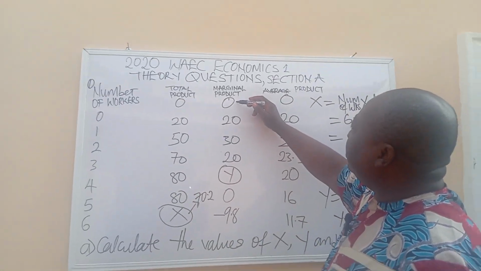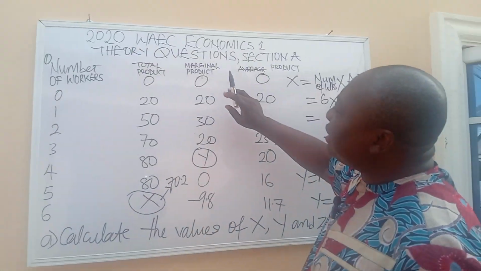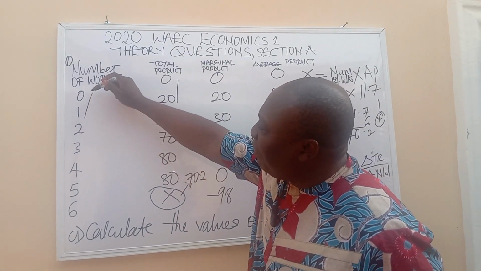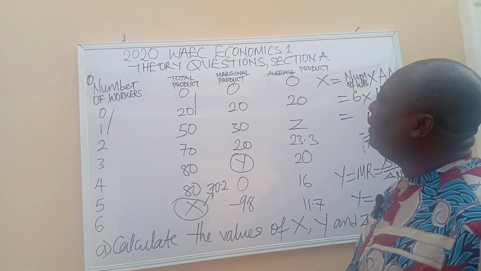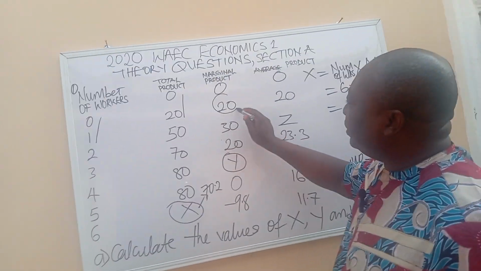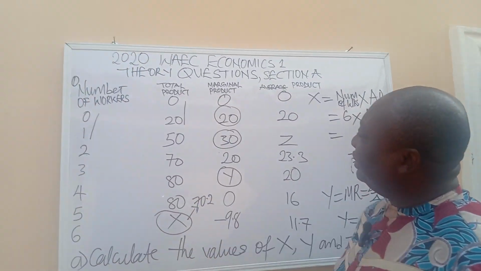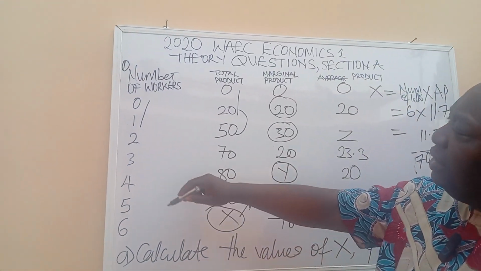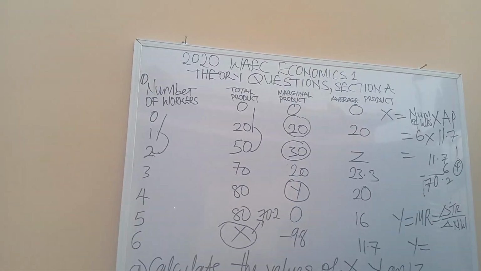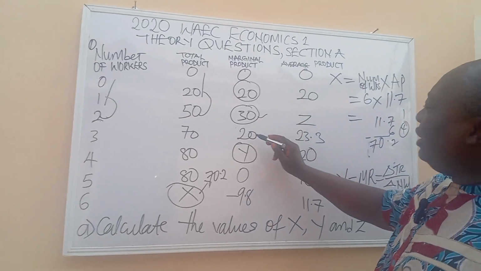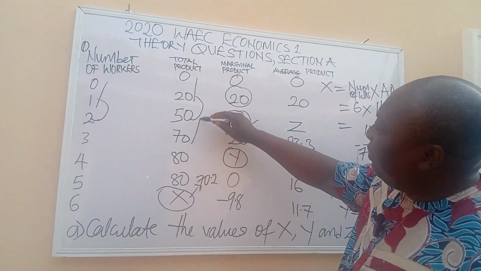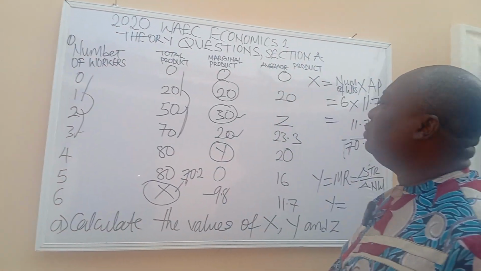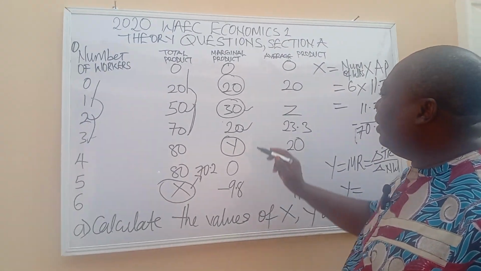The first one is 0. To get this 20, it is 20 minus 0 divided by 1 minus 0. That's how you get this 20. How do you get this 30? It will be 50 minus 20 divided by 2 minus 1. That's how you get this. Now how do you get this? It is 70 minus 50 over 3 minus 2. That will give you this 20.